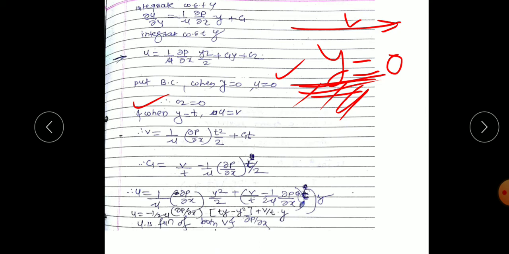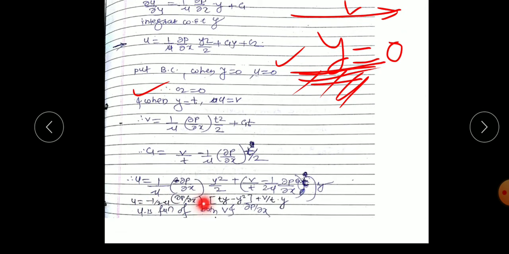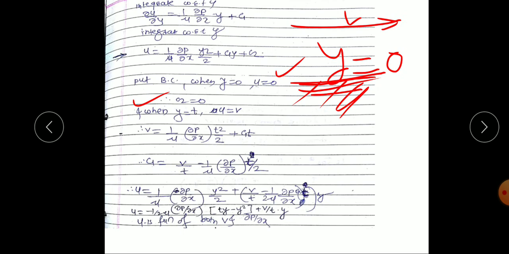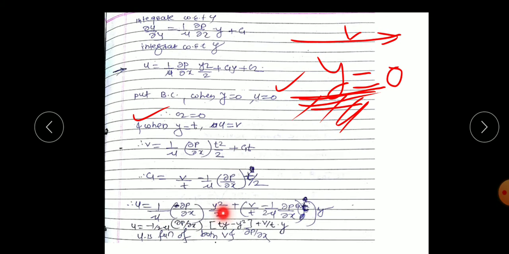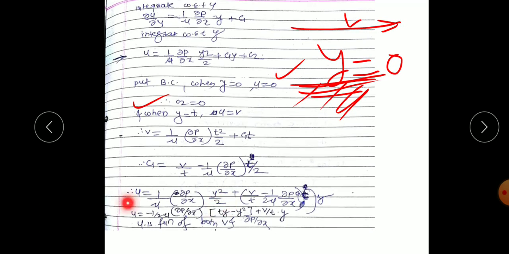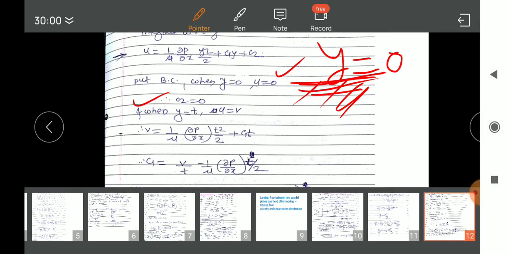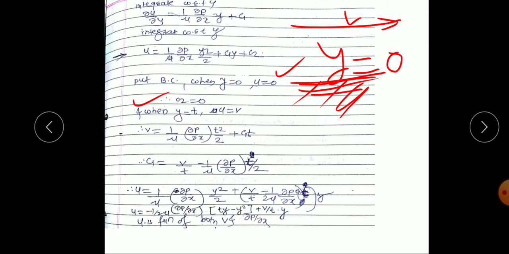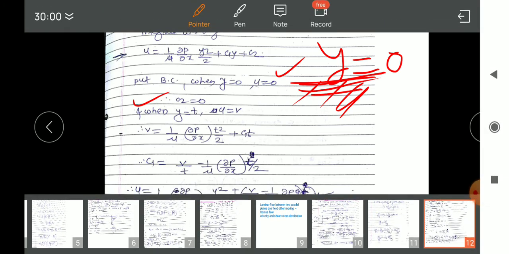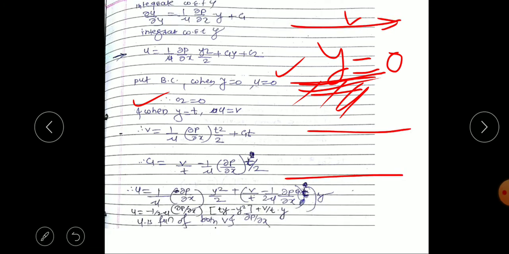So we get u as a function of pressure gradient and secondly a function of velocity. Here mu is constant, viscosity is constant, y is variable, t is fixed. So velocity u is a function of dp by dx and V. Now V is the moving plate velocity and dp by dx is the pressure gradient. So if the top plate is moving, at that time two conditions are there: the plate is moving and there exists a pressure gradient.